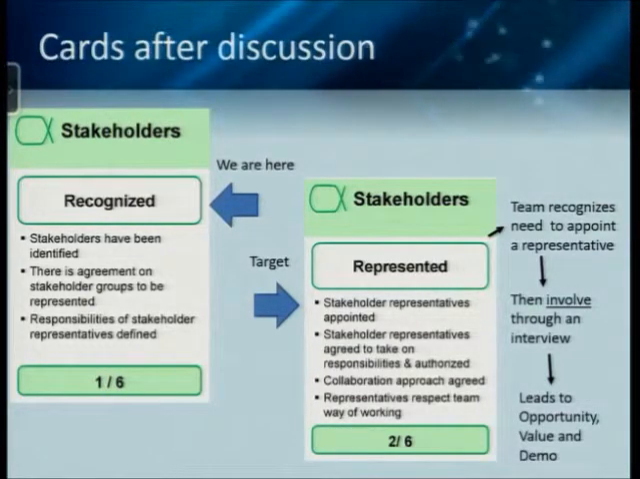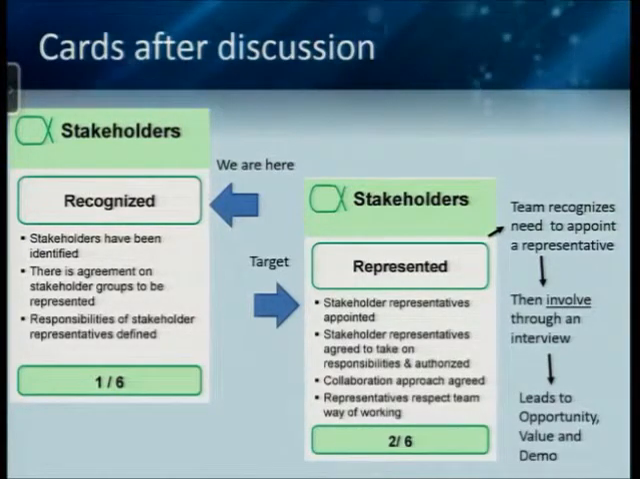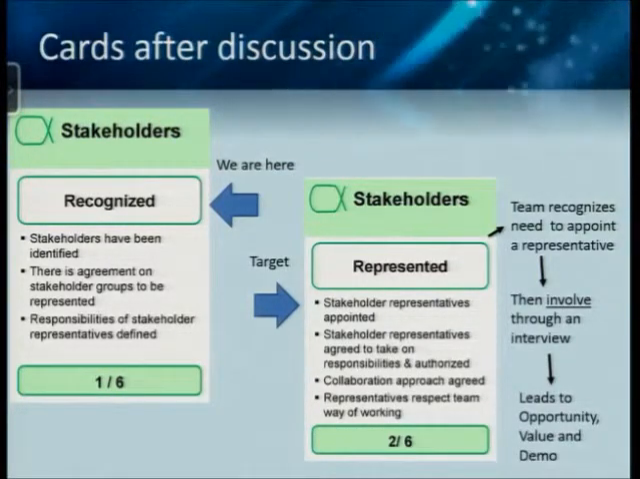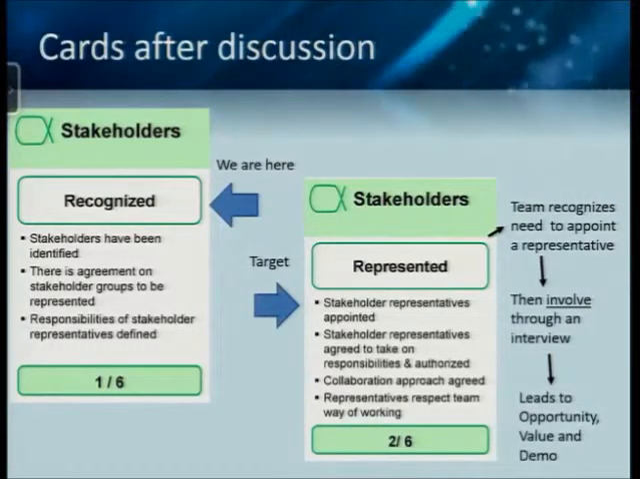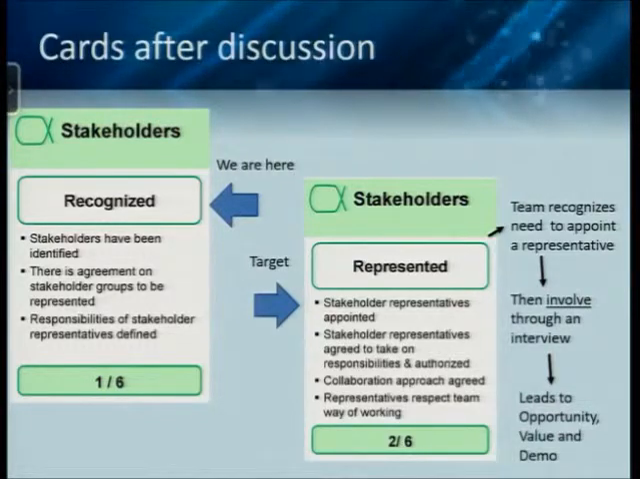But the next state is represented. Do we have a stakeholder representative? This is good practice. You've got to have somebody representing you that you can go talk to. They find out that there's no representative. So the first step is they got to get a representative appointed. Then the next state after represented is involved. So we got somebody represented, he's appointed, but he better get involved and be working with us. So they get him involved through interviewing.